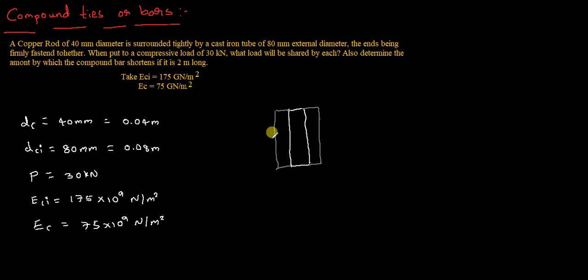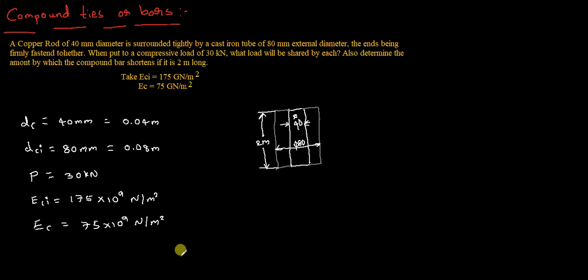The diameter of the copper is given as 0.04, and the diameter of cast iron is given as 80 mm. So this entire diameter is 80 mm, and this diameter, that of copper, is 40 mm, and the length of the rod is given as 2 meters. So this is a simple diagram we can represent for the given problem.